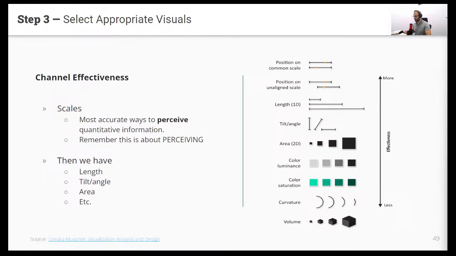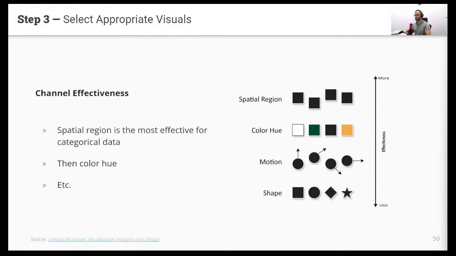This is for quantitative data, and we also have it for qualitative data, so non-numeric. We can see, for example, spatial position is an effective one to use, for example, in a bubble chart. Then we have hue and motion and so on.